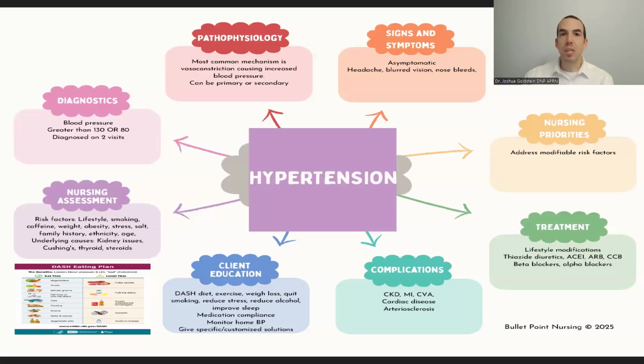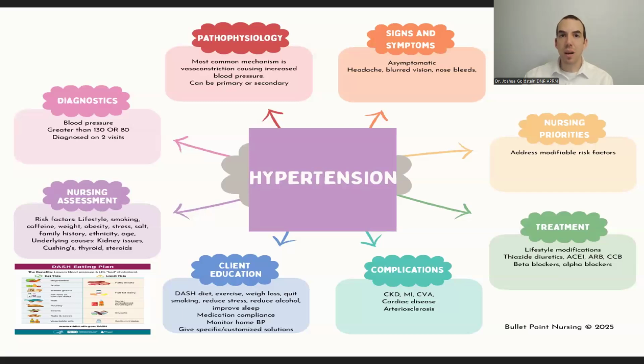We also want to recommend that the patient lose weight if they're at an elevated BMI. We want to recommend they quit smoking if they are a smoker. We want to recommend they manage stress if they have stress that could be contributing to hypertension, which is probably most people. We want to recommend they reduce alcohol if they're using alcohol in excess. And we want to recommend that they improve sleep. Each of those are considered therapeutic or non-pharmacological interventions for the treatment of hypertension.